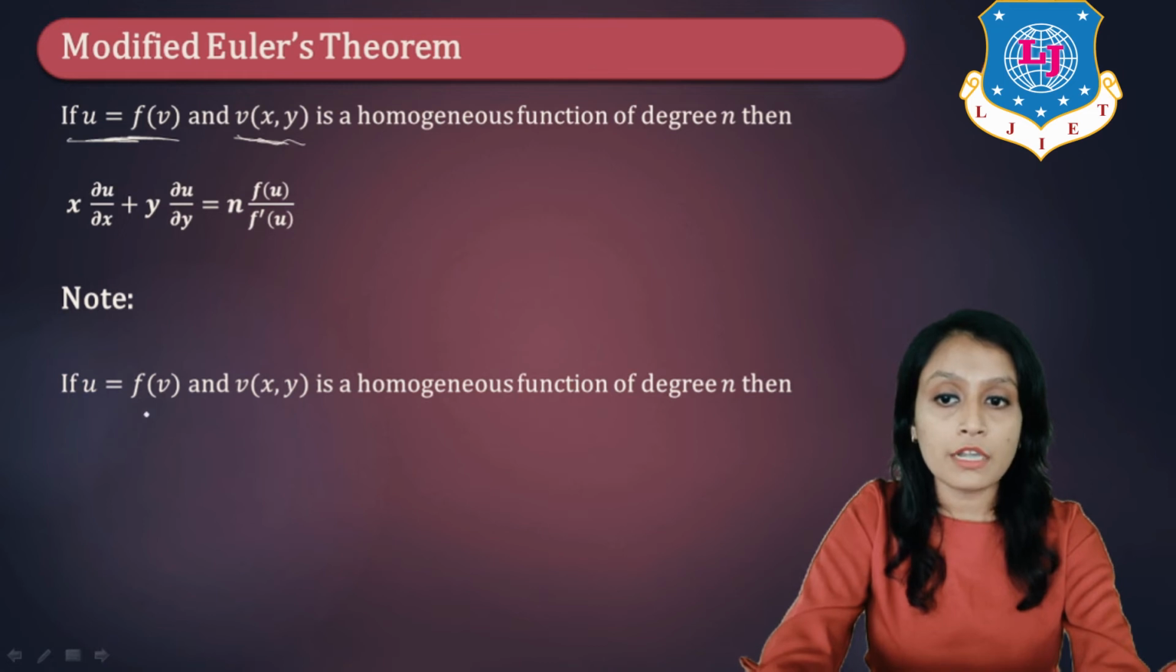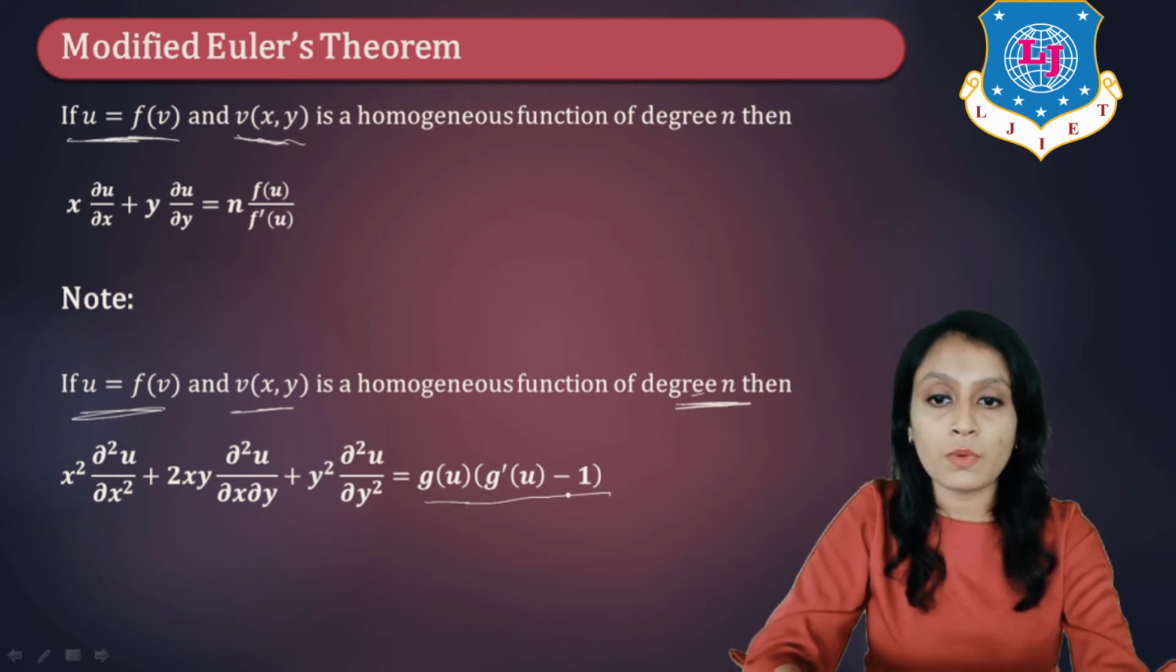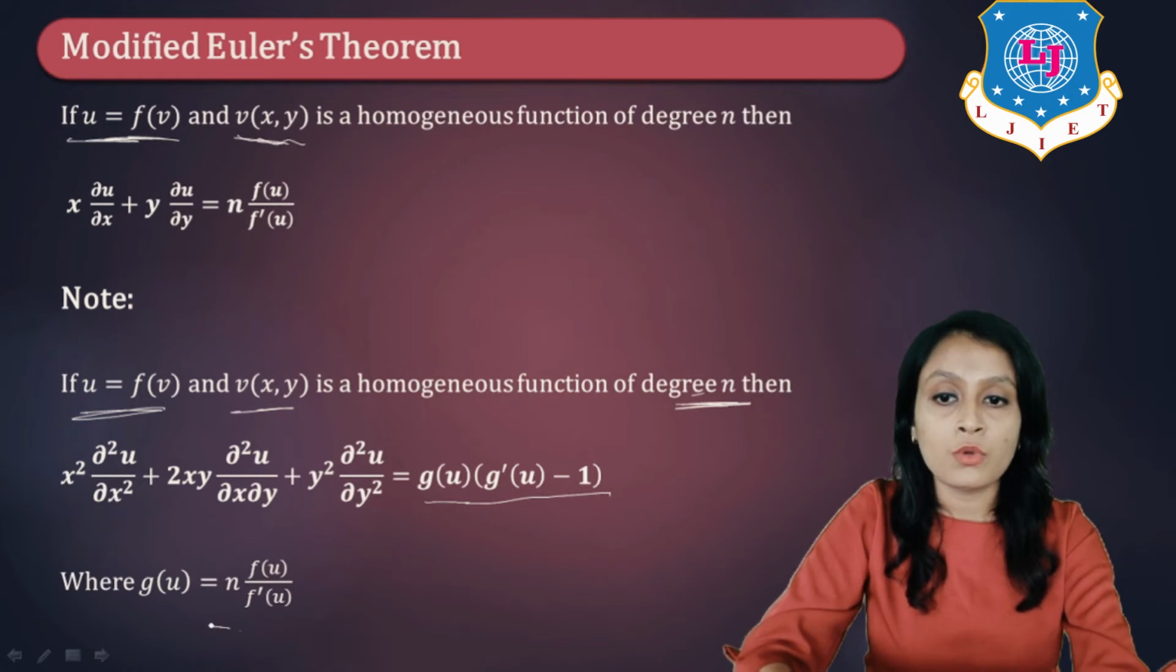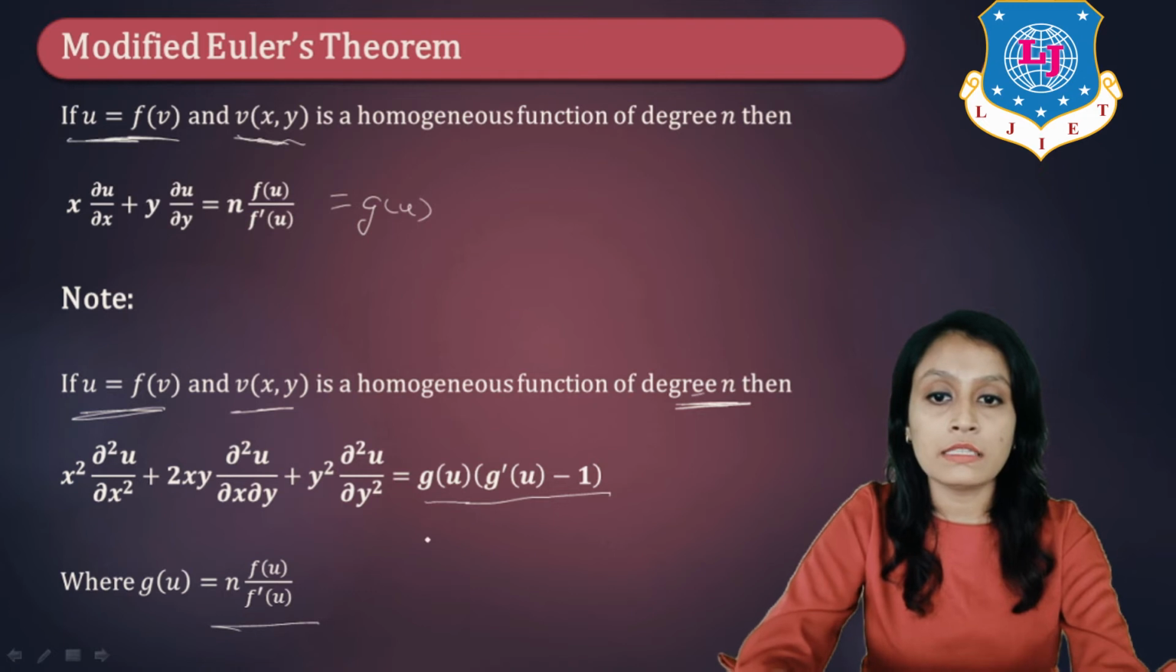Also with the same condition, that is u is a function of v and this v is a homogeneous function of degree n, if we want to find x square del square u by del x square plus 2xy del square u by del x del y plus y square del square u by del y square, the formula is g(u) into g dash u minus 1, where g(u) is equal to n f(u) upon f dash u. So firstly we have to solve this and give it the name g, and substitute this answer in this formula to get our required answer.